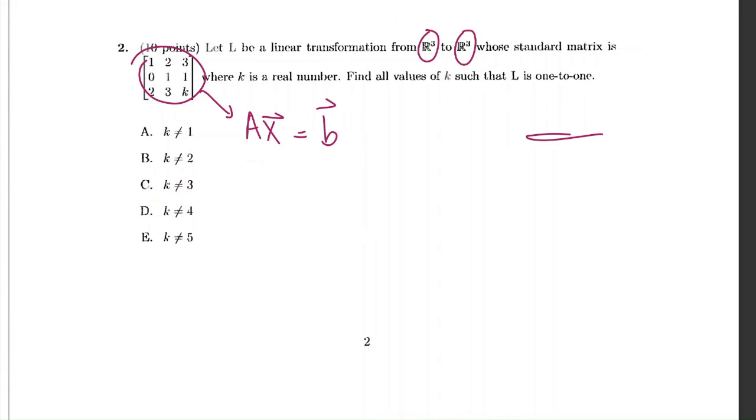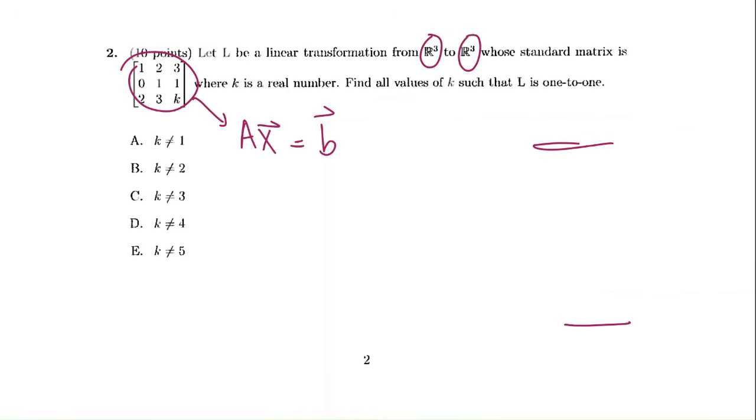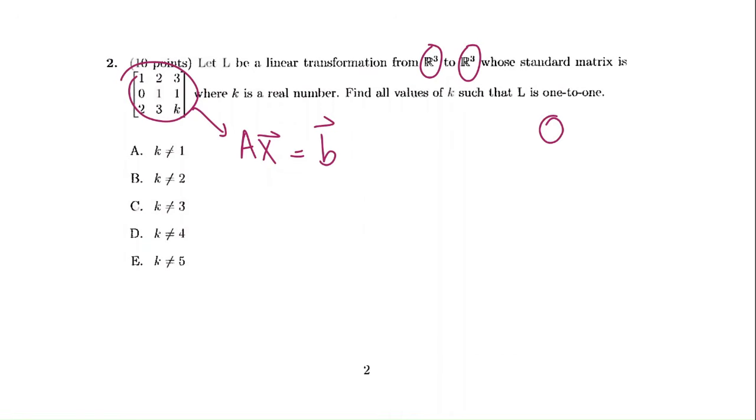So the thing to know about 1-to-1 matrices is that, for 1-to-1 matrices, you want to map one value in this initial vector space to a unique vector in the second vector space. So you don't want to map multiple vectors in this space to a single vector in this space.